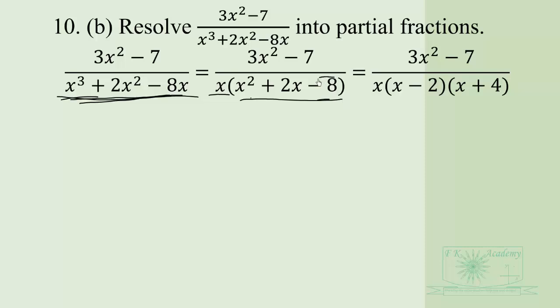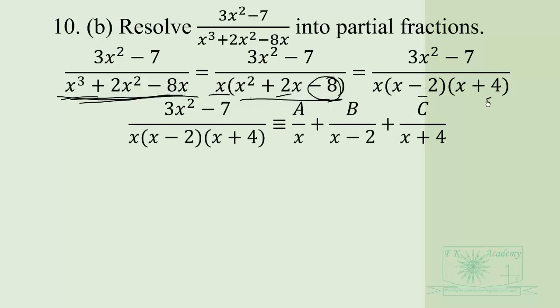We need two numbers that when you multiply you get negative 8, and when you add you get 2: negative 2 and 4. So that is what we use to factor it. So we can set up the equation like this. We have 3x squared minus 7 over x times x minus 2, x plus 4 equal to a over x, then b over x minus 2, c over x plus 4.